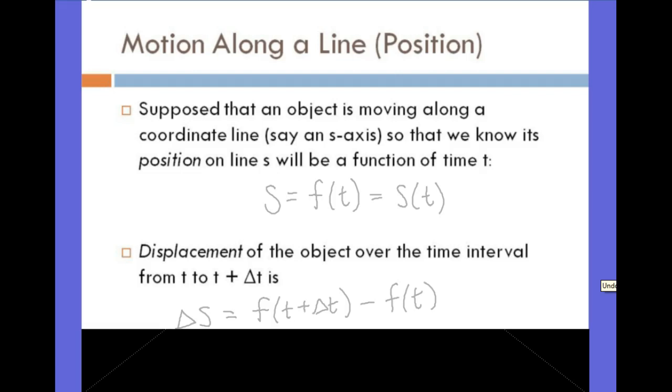So we are going to take that idea and extend it to motion. So we have motion along a line. We're mostly focusing on position, then velocity, and then acceleration. So it says, suppose that an object is moving along a coordinate line. We call that line S, or an S-axis. So we know its position on the line would be represented as a function of time. So we say S equals f of t, or s of t.